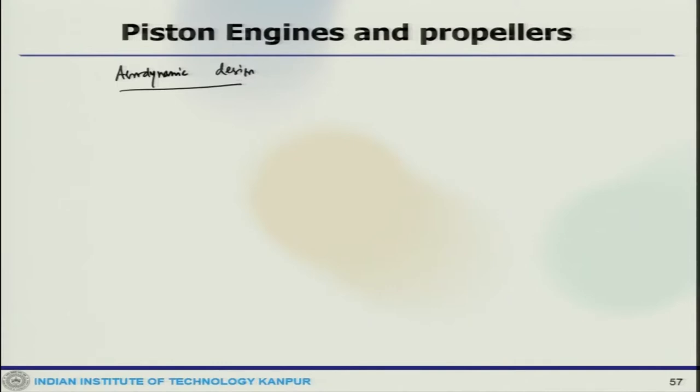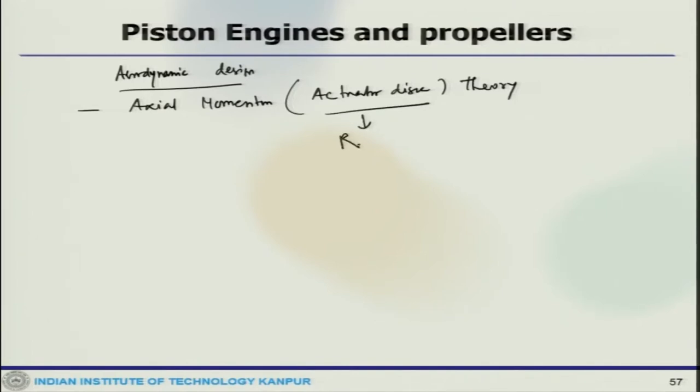So let's start with the actuator axial momentum theory, or axial momentum, which is also called actuator disk theory. Okay, so we will start with that. The actuator disk is also called the Rankine-Froude or slipstream theory. So these are different names which are given. This theory dates to 1865. The actuator disk theory replaces the propeller with an infinitely thin plane, or actuator disk.